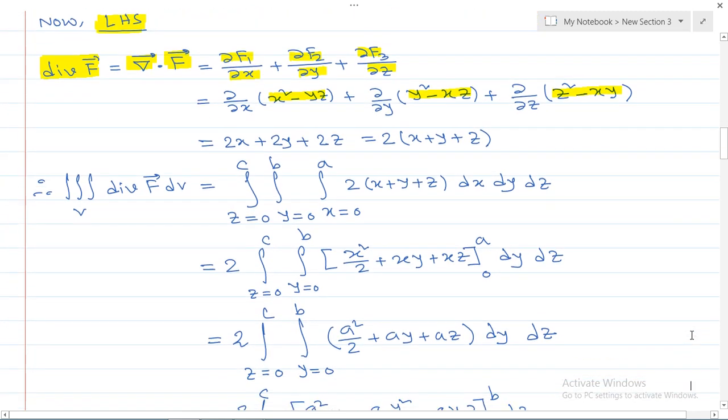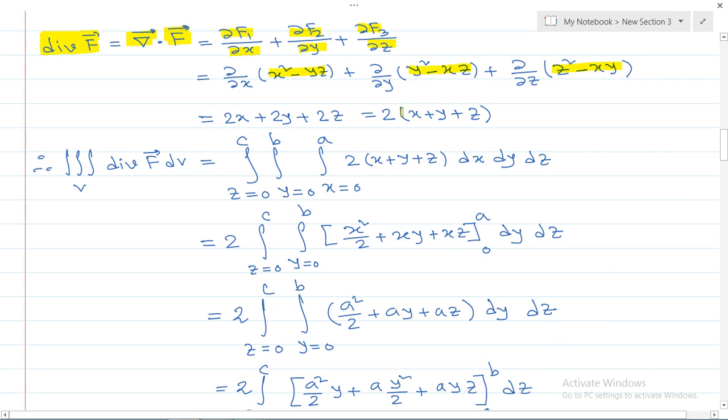So we have to integrate this function, 2 times x plus y plus z, over the volume V. Now the volume V consists of the parallelepiped where, as I have already told, the length varies from 0 to a, the breadth from 0 to b, and the height from 0 to c. Since here all the limits are constant, it does not matter with respect to which variable you perform the integration first.